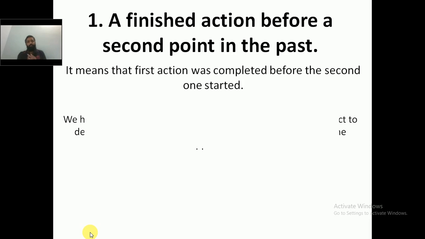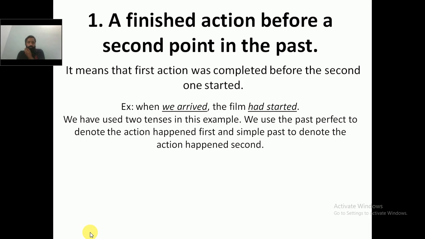Let's make it clear with an example here. When we arrived, the film had started. There are two actions given here. One is when we arrived, second action, the film had started. So how do we understand it? We have used two tenses in this particular example. When we arrived is simple past tense. The film had started is past perfect tense.